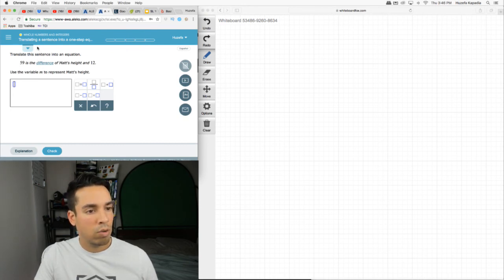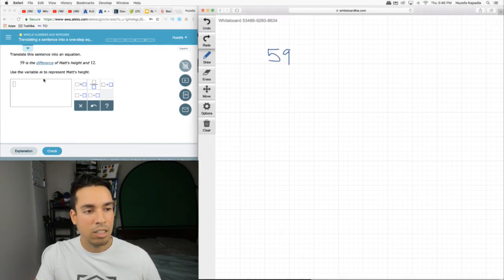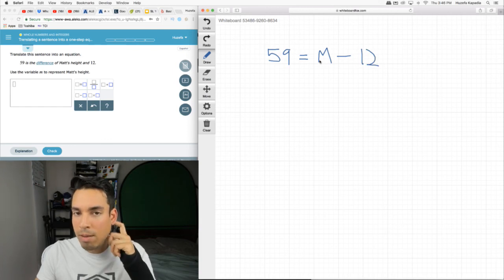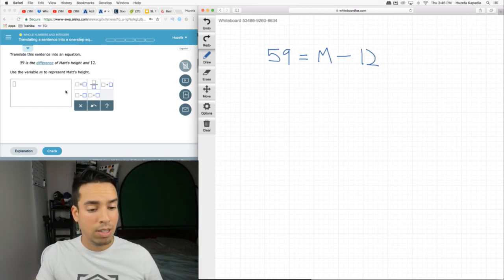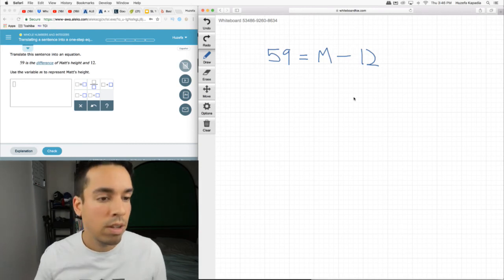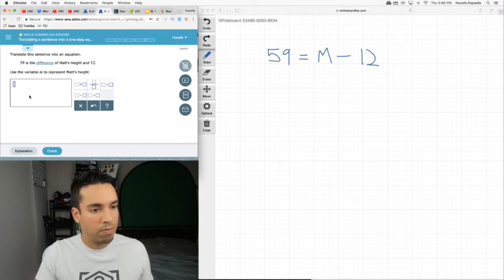Translating this sentence into an equation. All right, 59. So this is, look how I do it, just very step by step. I won't even necessarily read the whole thing first. 59 is always an equal sign. 59 is the difference. Difference is subtraction. The difference of Matt's height and 12, meaning we're subtracting 12 from M. Whatever value is given first, which is in this case Matt's height, we put that value first, and then 12 is second. And that's all we got. So 59 equals M minus 12.